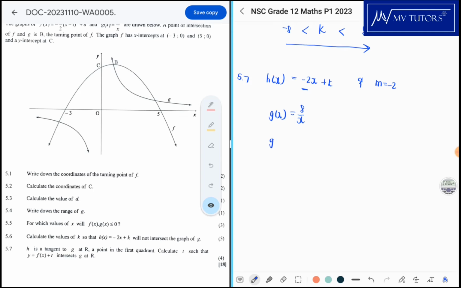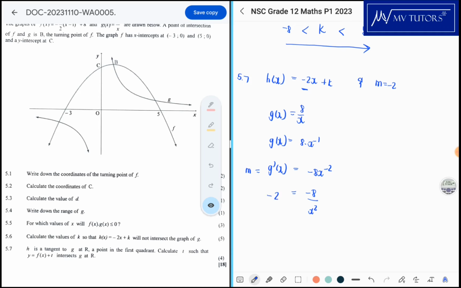I'm going to rewrite g of x, because I don't like fractions, as 8 times x to the power negative 1. If you bring x to the top, it will have a negative power. All right, and then I'm going to differentiate. Okay, get the first derivative. And if I do that, I'm going to get negative 8 and then x to the negative 2. Okay, so basically it's like saying negative 8 over x squared, if I simplify it. And remember, this is actually the gradient. So then I can say the gradient is negative 2. And then I can solve for x.